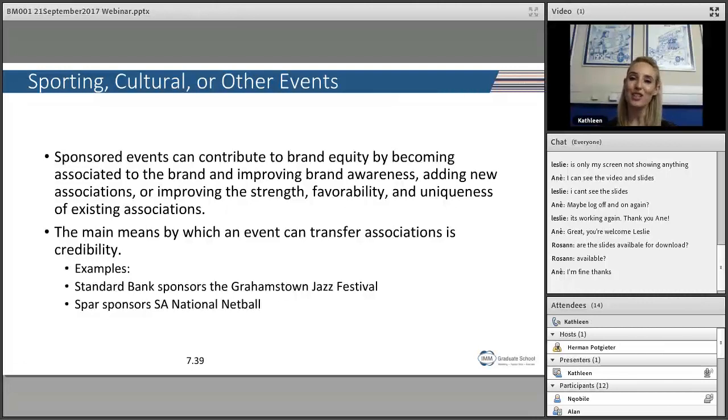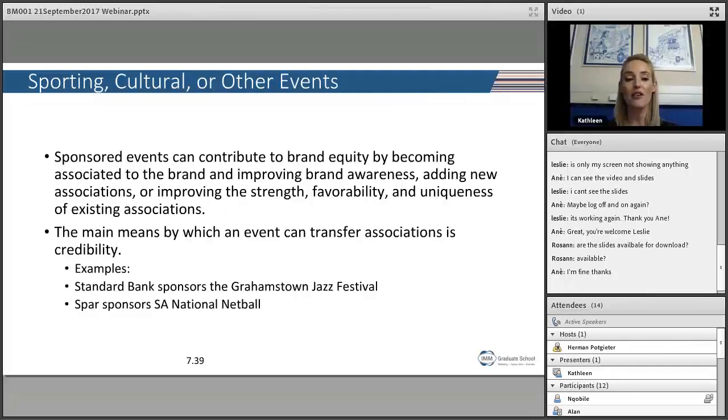If we think about why McDonald's would constantly sponsor the Olympics, which is a sporting event that focuses on people who are at the peak of their sporting careers and extraordinarily fit and healthy, what is the correlation with McDonald's in that instance? By being associated with these events, McDonald's is trying to indirectly overcome the perception that their products are unhealthy by associating themselves with extremely healthy situations like sporting events. The main means by which an event can transfer associations is that it's going to give us credibility.